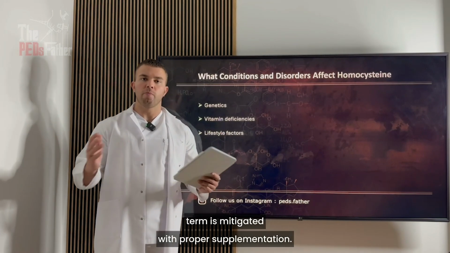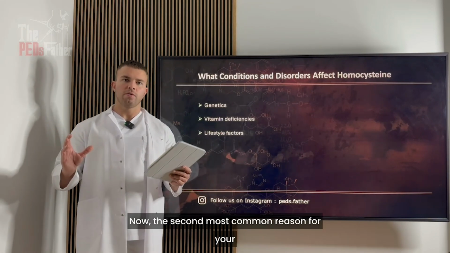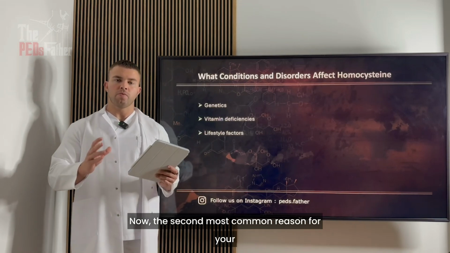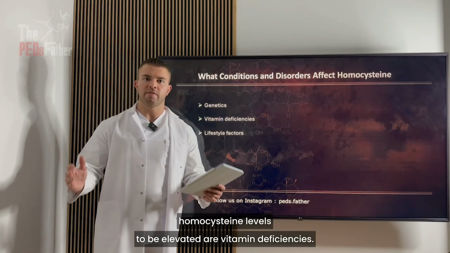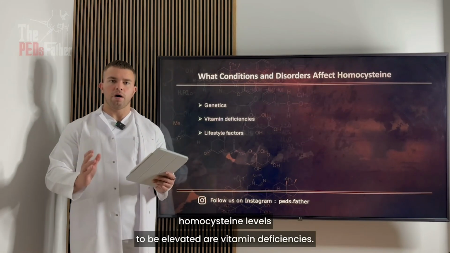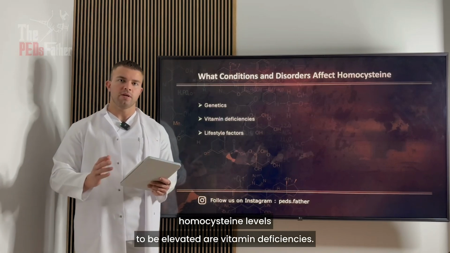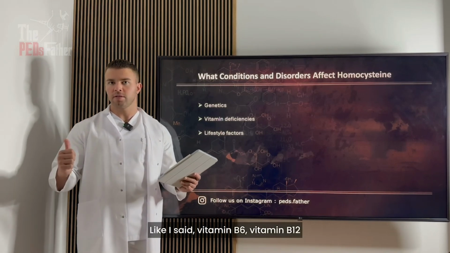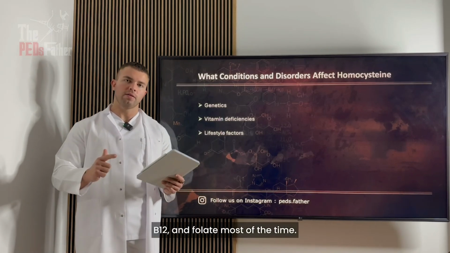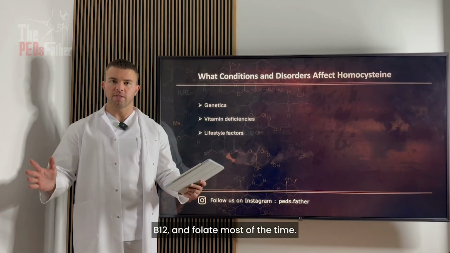But in 99.9% of the cases, those polymorphisms can be solved, or actually a better term is mitigated, with proper supplementation. Now, the second most common reason for your homocysteine levels to be elevated are vitamin deficiencies. Like I said, vitamin B6, vitamin B12, and folate most of the time.